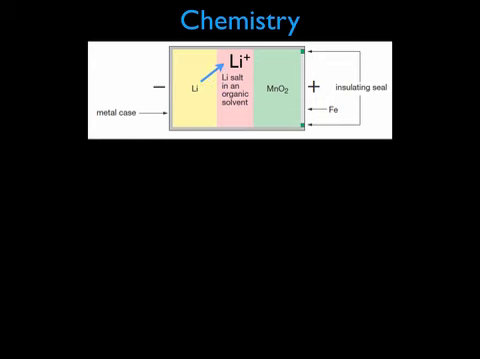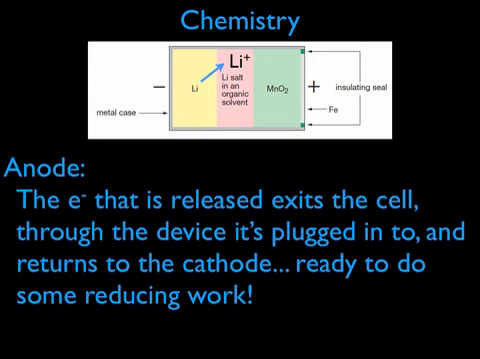So lithium oxidizes. At this point, we need to examine the anode. The anode, of course, being lithium, needs a closer examination to see what happens to the electron. You see that the electron exits the cell to the left. Once it exits the cell, it moves through the device and it will return to the cathode. It's ready then to do some work.